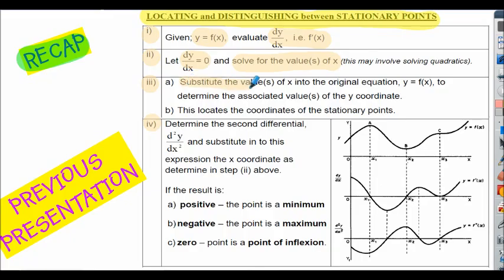We substitute the value of x into the original equation for y as a function of x to determine the associated value of the y-ordinate. This then locates the coordinate of the stationary point or points. Then we determine the second differential, d2y by dx squared, shown here, into which we substitute the x-ordinate determined, and from this we can determine whether we have a minimum, maximum, or even a point of inflection. Again, this process was shown in detail within the previous presentation.